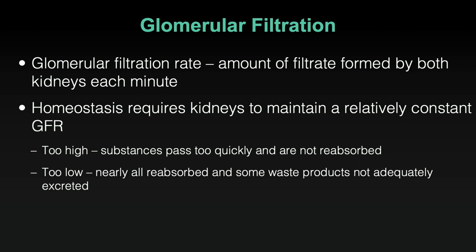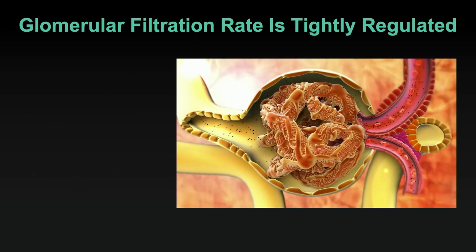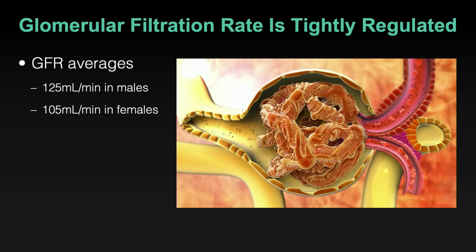So, what is constant? What filtration rate is normal? What filtration rate is constant? Let's give some context. All of the nephrons in both kidneys will tend to filter out 2 mils per second: 125 milliliters per minute in men, 105 milliliters per minute in women. That amounts to about 2 milliliters every second leaving the blood and entering the tubules of the kidneys. Every second, 2 milliliters.